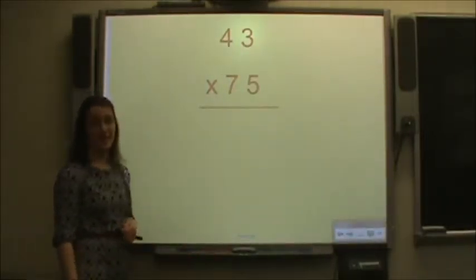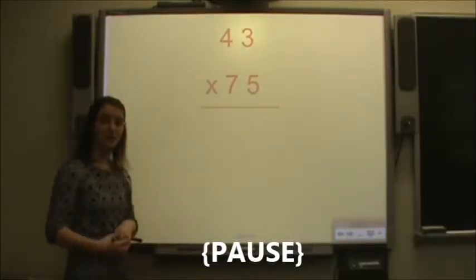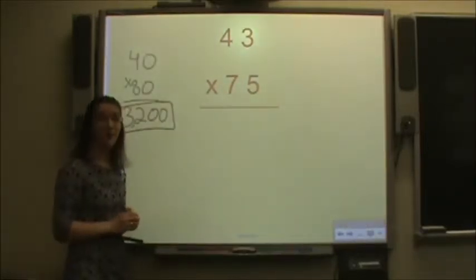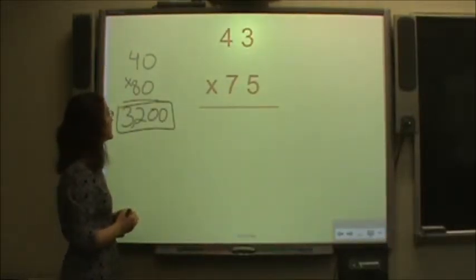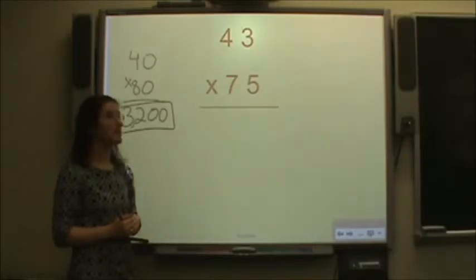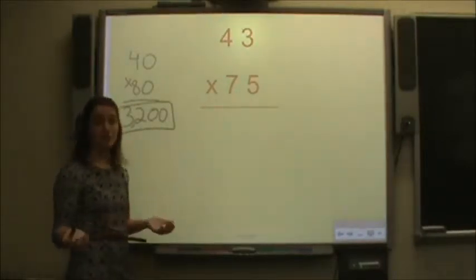Let's do one together now. Pause the video and make your ballpark estimate. My ballpark estimate is 3,200 because I changed the 43 to a 40 and the 75 to an 80, and that got me 3,200. So now I'm going to go on to multiply.